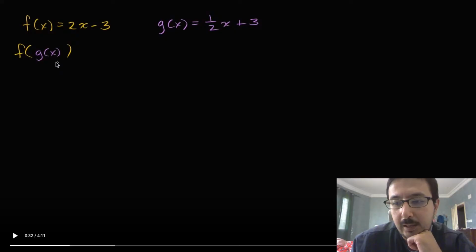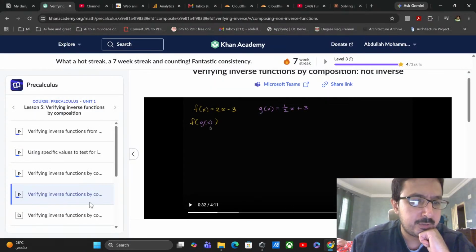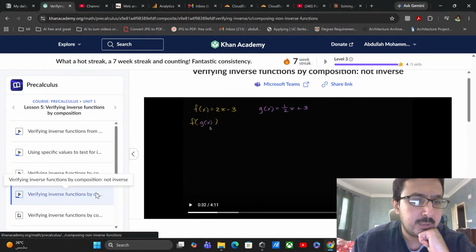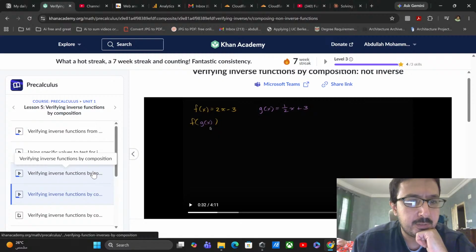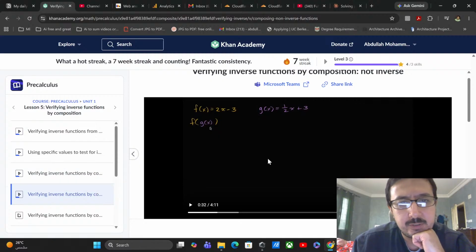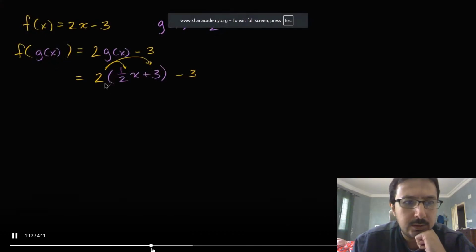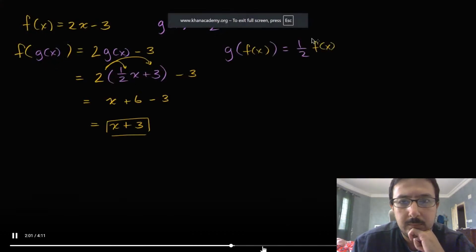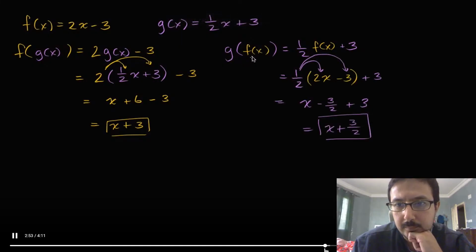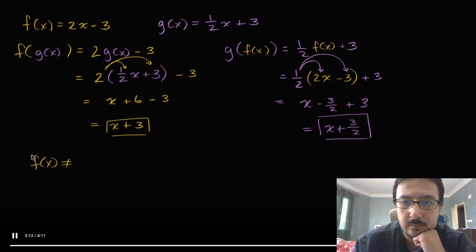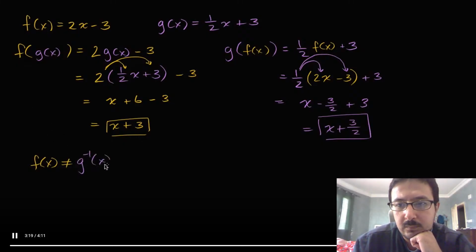We're still talking about inverses, verifying inverse functions by composition. So this is, like always, I encourage you to pause the video and see if you can work it out. So let's say g of f of x. And we also didn't do a round trip. We didn't go back. f of x does not equal the inverse of g of x.